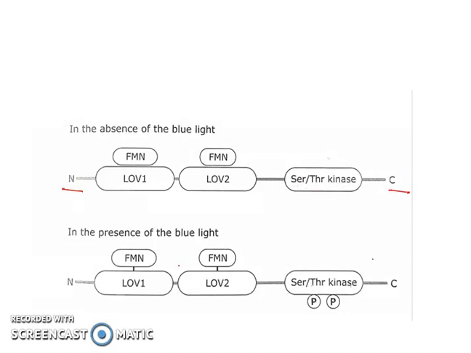In presence of blue light, the LOV1 and FMN, which were attached non-covalently, due to some conformational changes, will be attached in a covalent manner. Due to this conformational change, it will autophosphorylate the serine threonine kinase. By the phosphorylation of serine threonine kinase, it will activate the process of photomorphogenesis. That is the reason we say blue light is responsible for proper growth and development. Here in this case, it has an autophosphorylating activity.